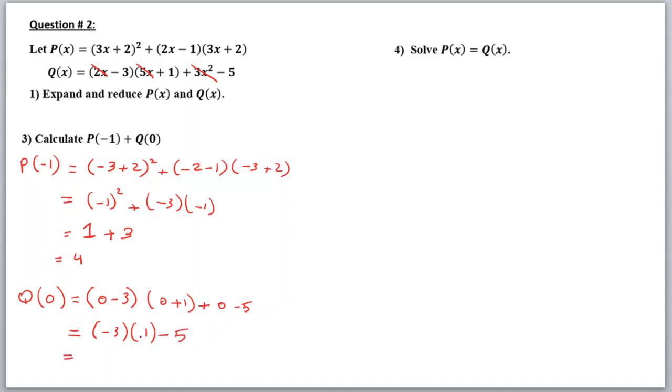So the final answer will be here: minus 3 times 1 is minus 3, and then minus 5 there, so it will be minus 8. Then do p of minus 1 plus q of 0. So we could write here p of minus 1 plus q of 0 is 4 minus 8, so it's equal to negative 4. This is the final answer.